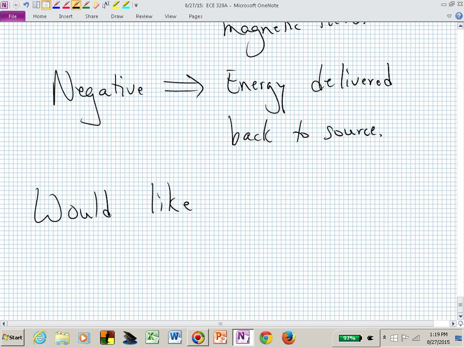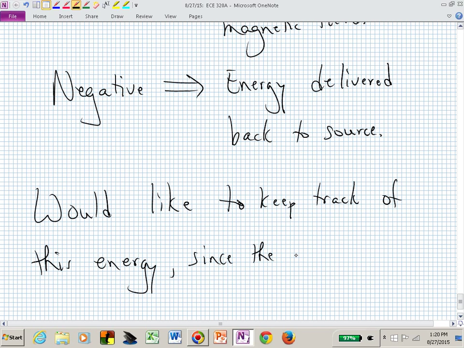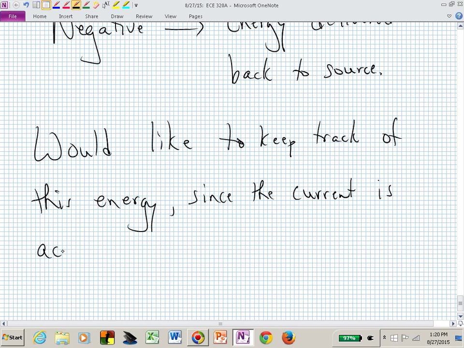But we would like to keep track of this energy, since the current is actually flowing in the lines.